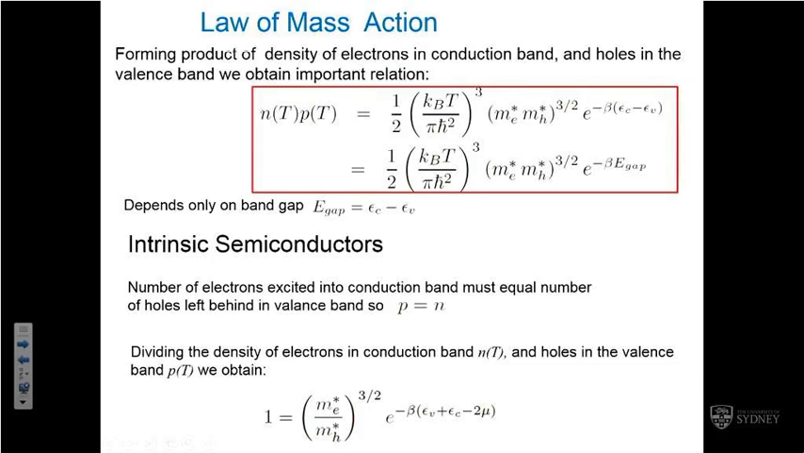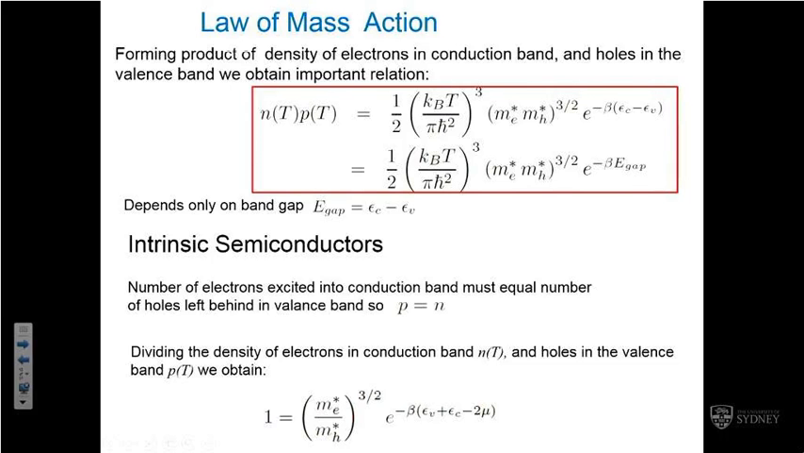Okay, so we're going to go a little bit further. Remember, we wanted to derive that the chemical potential was in the middle of the band gap at T equals 0. So this is now on the way to do that. If we're considering intrinsic semiconductors, the number of electrons that are excited up into the conduction band must equal the holes that are left behind. So P equals N.